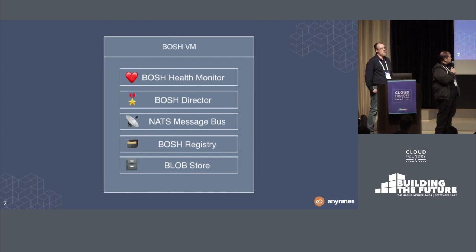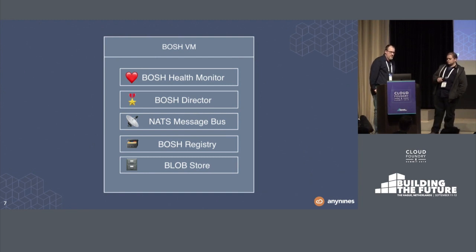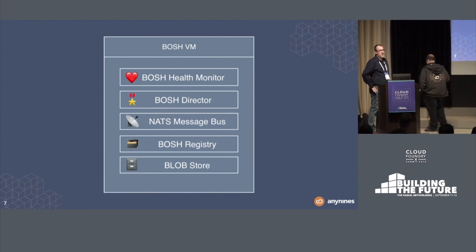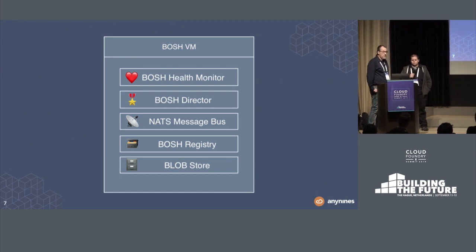And in order to communicate with the BOSH Director, there's an API, which means you can write your own client to communicate to the BOSH Director. NATS is a messaging system. The director and the agents communicate through a lightweight publish-subscribe messaging system. It's called NATS.